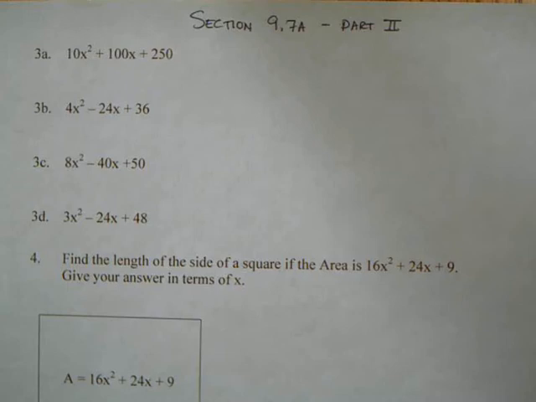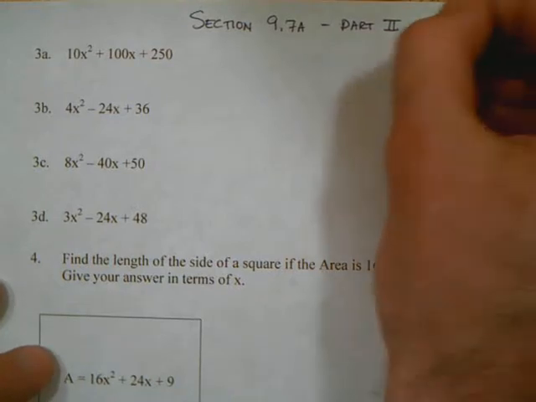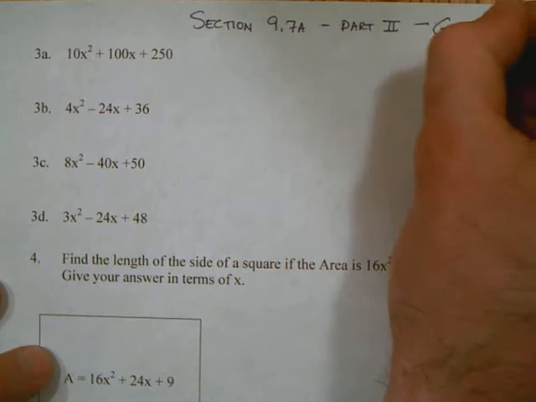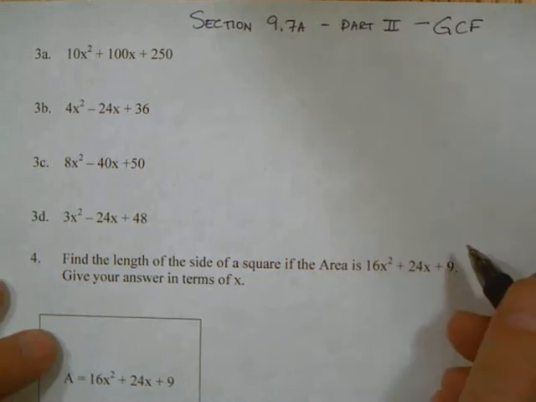This is section 9.7a, part 2. We talk about special cases in perfect square trinomials on the first page. In this second page, we talk about the idea of what if there's a GCF involved. Look at our first problem.